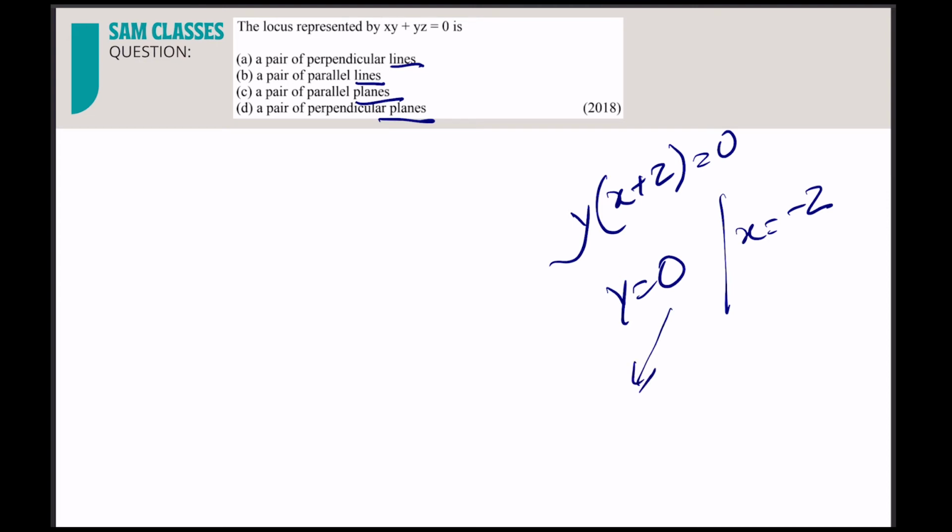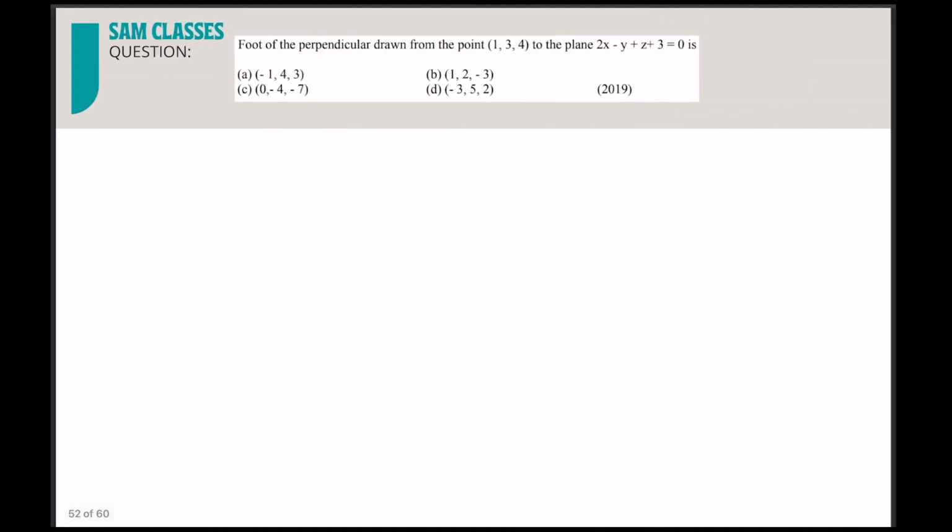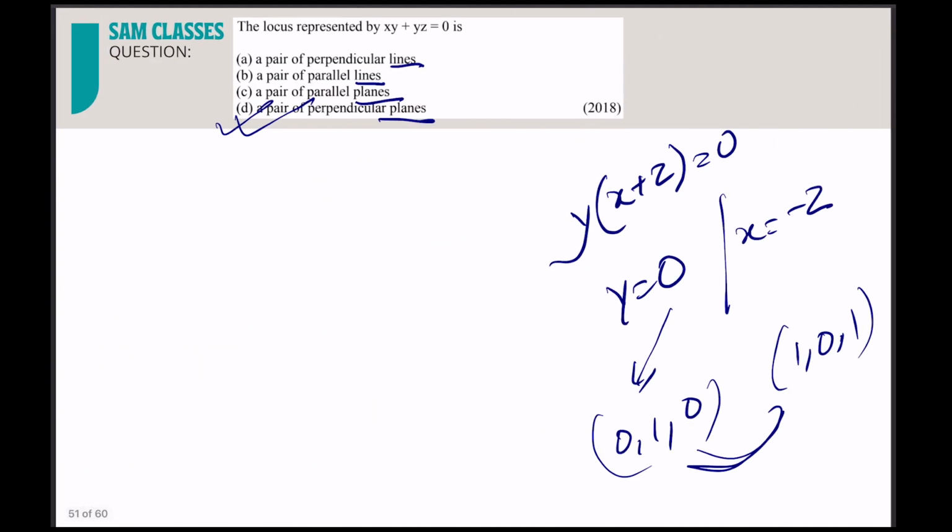Draw the direction ratio, write it down 0, 1, 0 and 1, 0. Correct. If I do this, what I'll get? What is the dot product? So what I'm getting? See, exactly the dot product is 0. So what will happen? A pair of perpendicular planes. That's it. Clear? Everybody got this one? No, just multiply. This one 0, this one into 1, 0, 1 into 0, 0, and 0 into 1, 0. Nothing more than that.